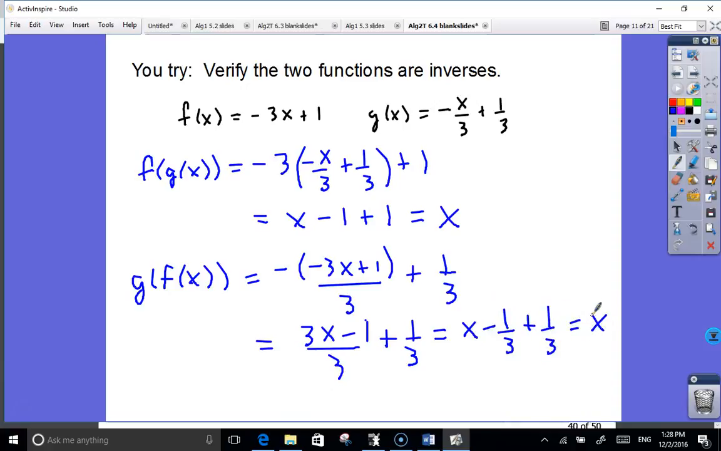Okay, x. Anybody have any trouble doing that? Putting one inside the other. Simplify. Takes a little bit of algebra.